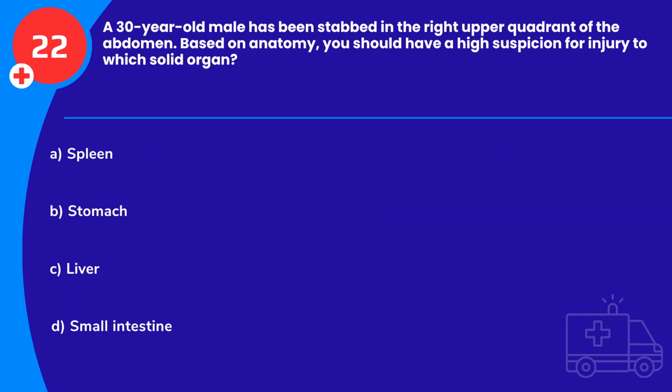Question 22. A 30-year-old male has been stabbed in the right upper quadrant of the abdomen. Based on anatomy, you should have a high suspicion for injury to which solid organ? A. Spleen, B. stomach, C. liver, D. small intestine.